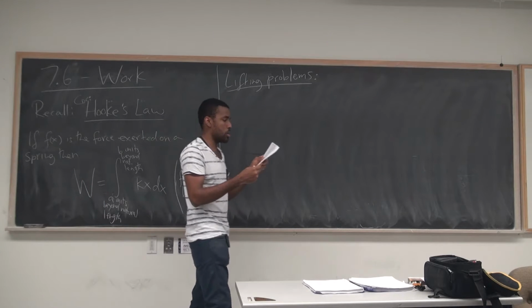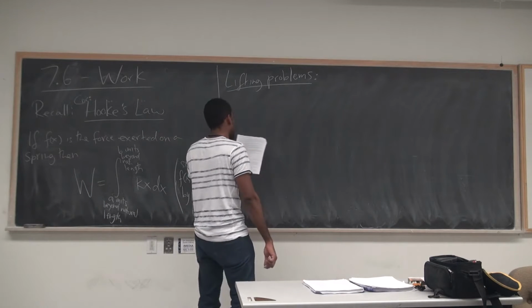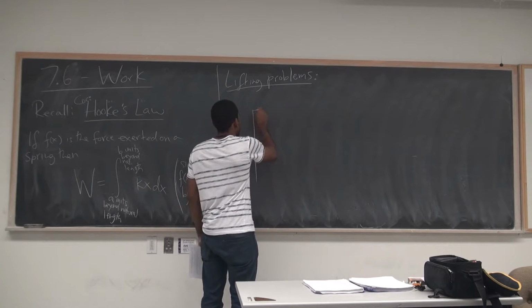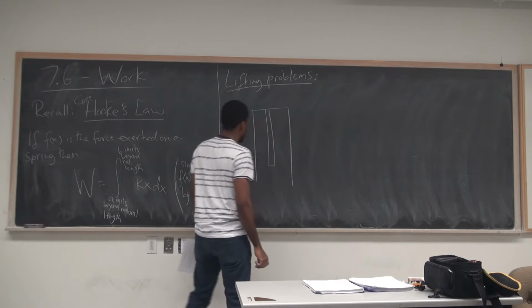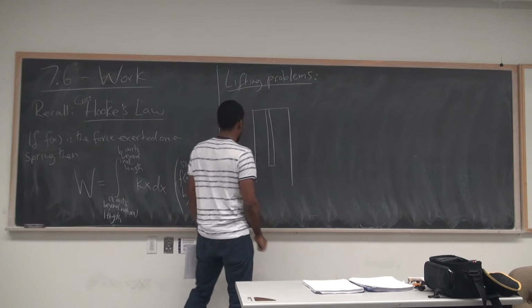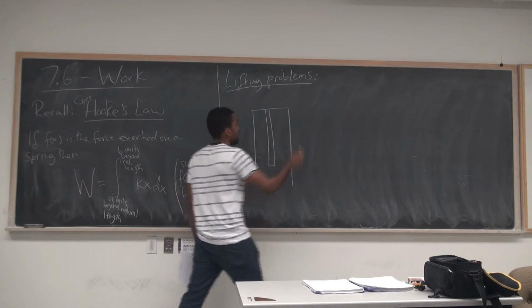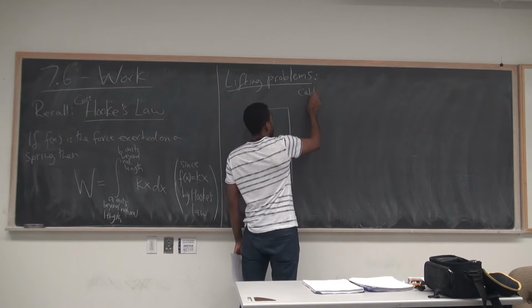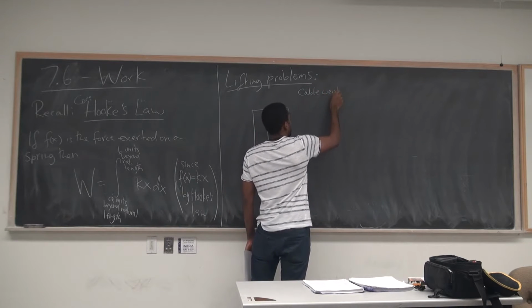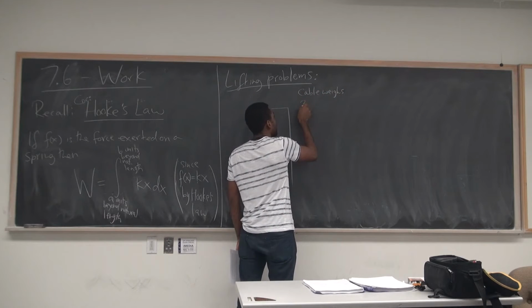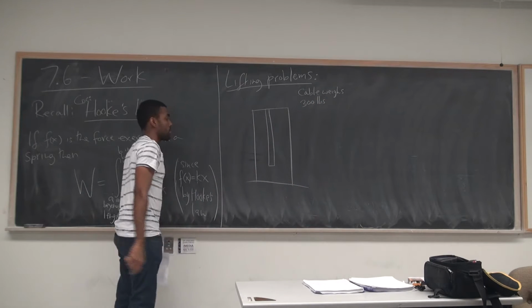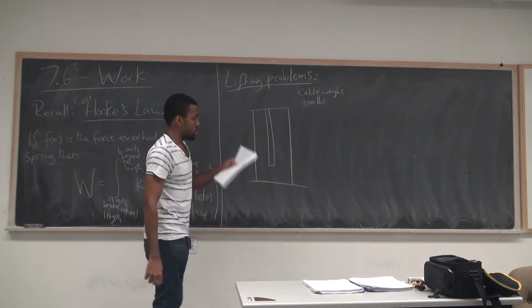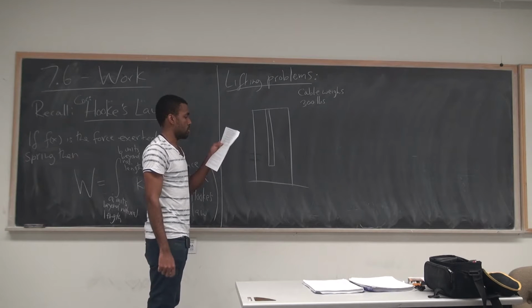A 100-foot cable weighs 300 pounds, hangs off the side of a tall building. So here's our cable. It is 100 feet long. Cable weighs 300 pounds. We assume it's uniform. Hangs off the side of a building. Right? So what we did here.